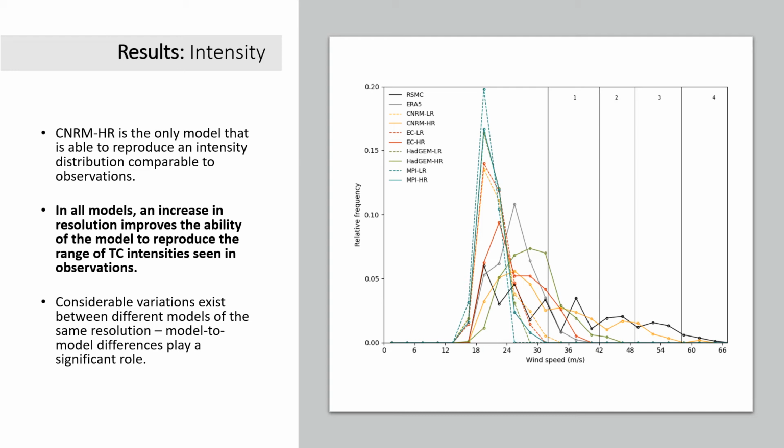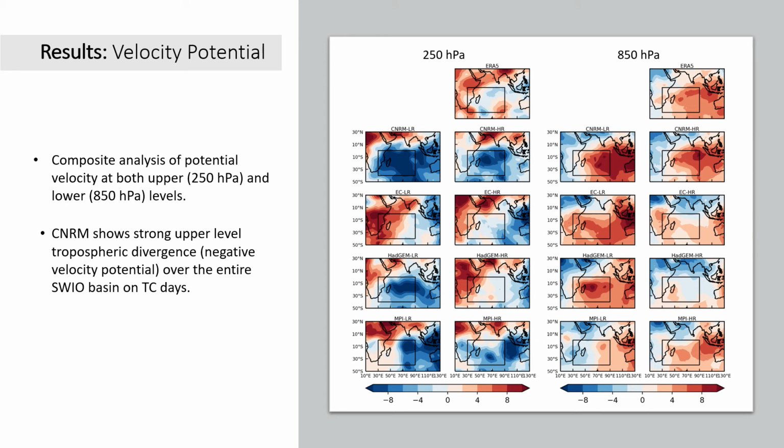So as resolution increases, there tends to be a systematic shift of the peak of the intensity distribution towards higher wind speeds, and the relative frequencies in these higher wind speed tails increase. This suggests that an increase in resolution improves the ability of the model to represent the full spectrum of tropical cyclone intensities.